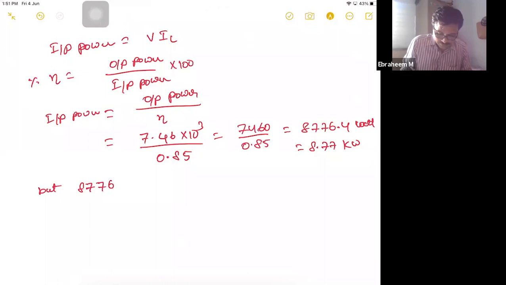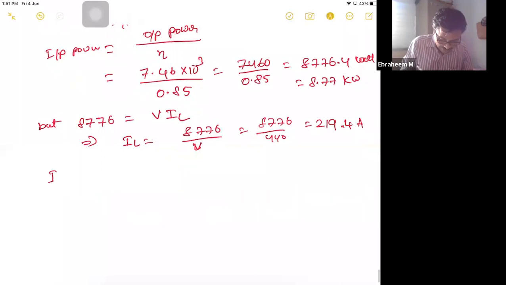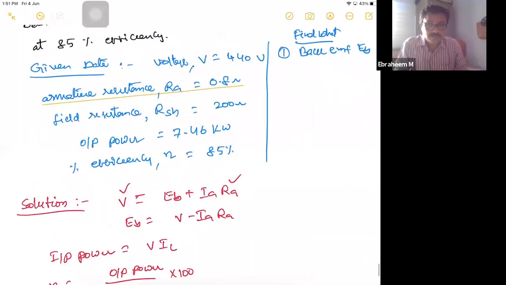So this input 8776 is equal to V into IL, right? So that implies IL is equal to 8776 by V. So 8776 by 440 gives what? 219.4 amperes. Now field current as usual V by RSH.